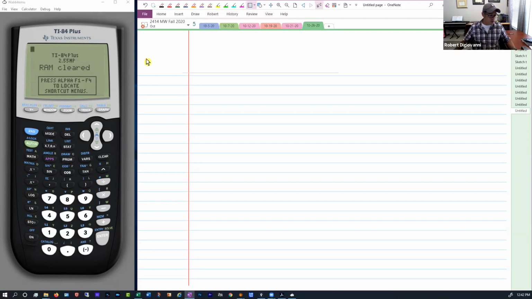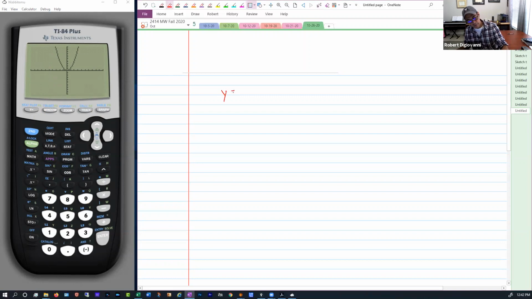So the first thing I'm going to do is go to the y equals editor and graph a standard function. Let's just graph x squared. We hit graph, and we should get our parabola, right? No big deal. So y equals x squared, we're in business. The question would be, how do we graph this? How do we graph x equals y squared?